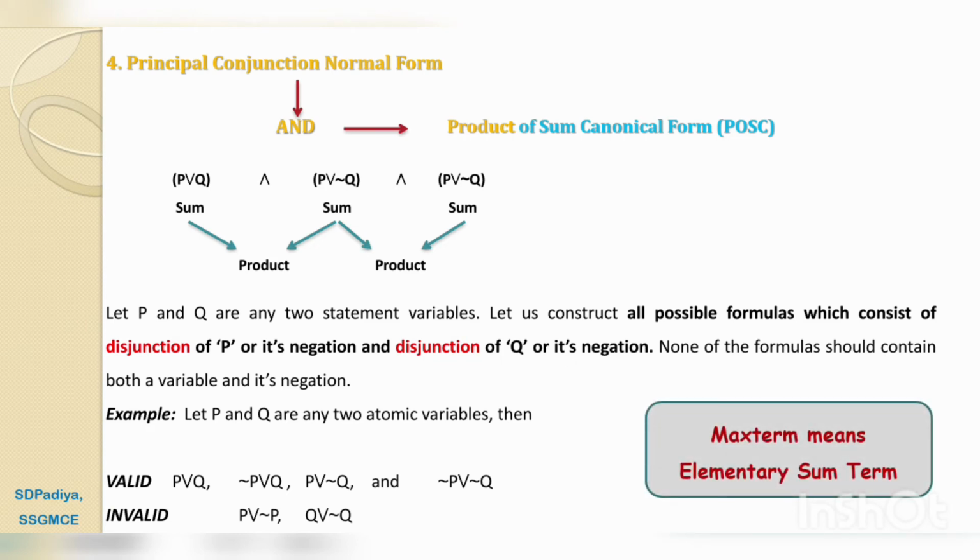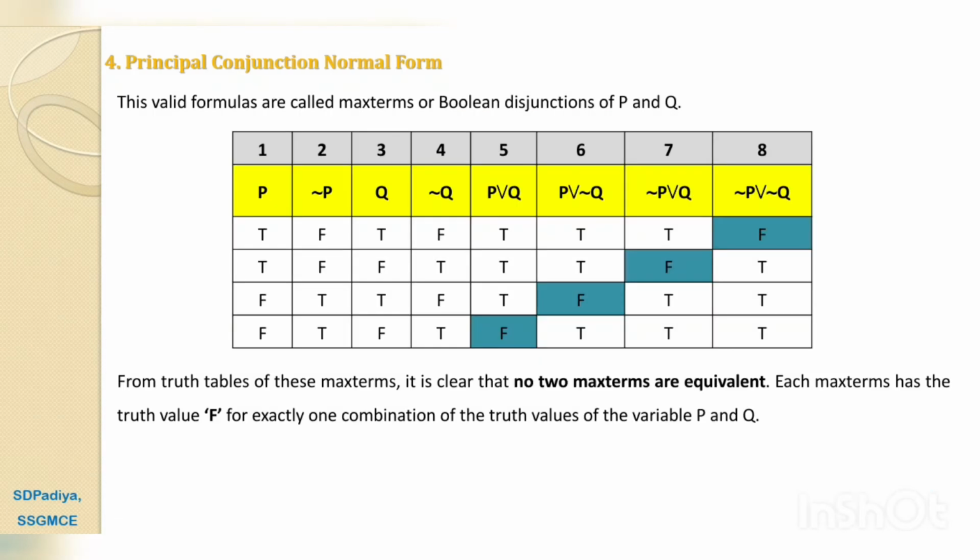We have to note down that an elementary sum term is now called a max term. These valid formulas are called max terms or Boolean disjunctions of P and Q. If we construct a truth table for these four max terms P or Q, P or not Q, not P or Q, and not P or not Q, then from this truth table we can conclude two things. First, every max term is unique, and second, every max term contains exactly one false value.